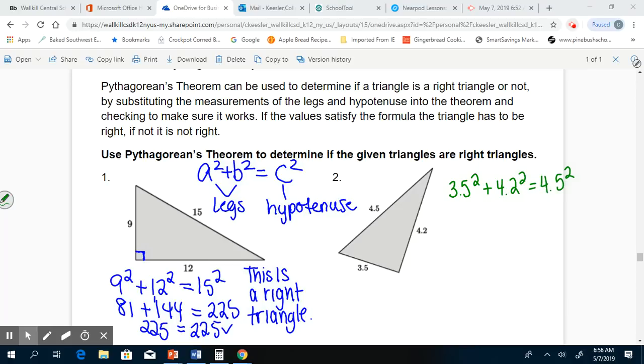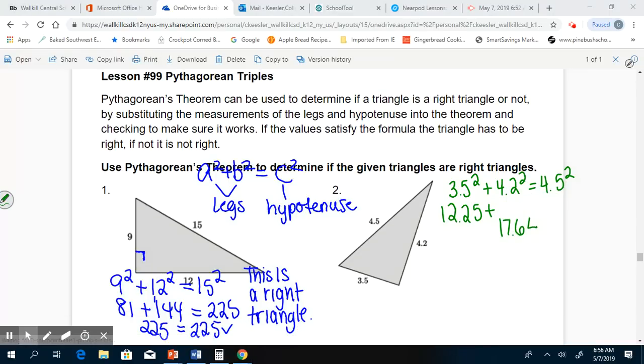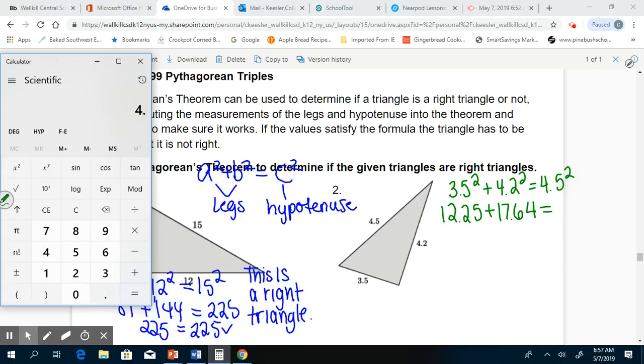Now these ones I can't do as quickly in my head, so I'm going to pull out my handy dandy calculator. And we have 3.5 times 3.5, which is 12 and a quarter, plus 4.2 times 4.2, or 4.2 squared, which is 17.64. And 4.5 times 4.5, or 4.5 squared, which is 20 and a quarter.